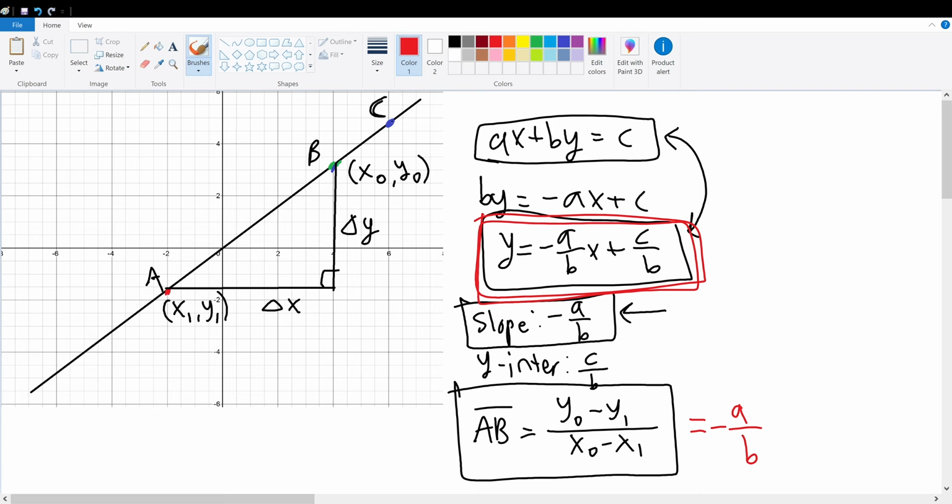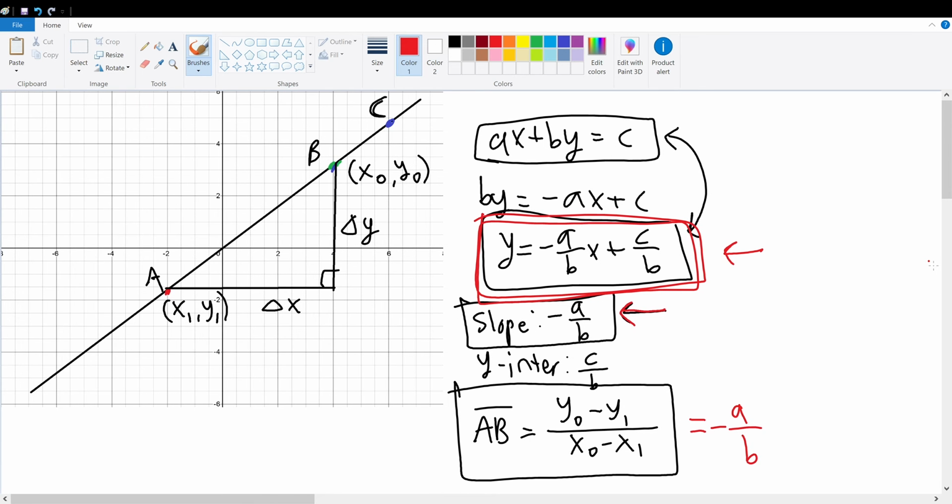So the line that passes through A and B will be the function y equals negative a over b x plus c over b. That slope is negative a over b, so that is our average rate of change between points A and B. Likewise for points A and C, because the two points also lie on the graph of y equals negative a over b x plus c over b.